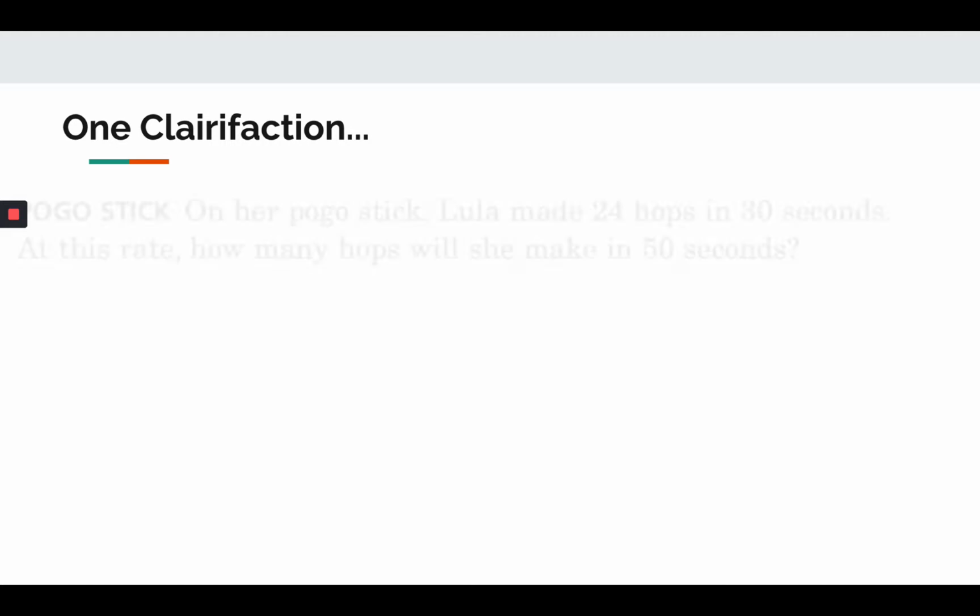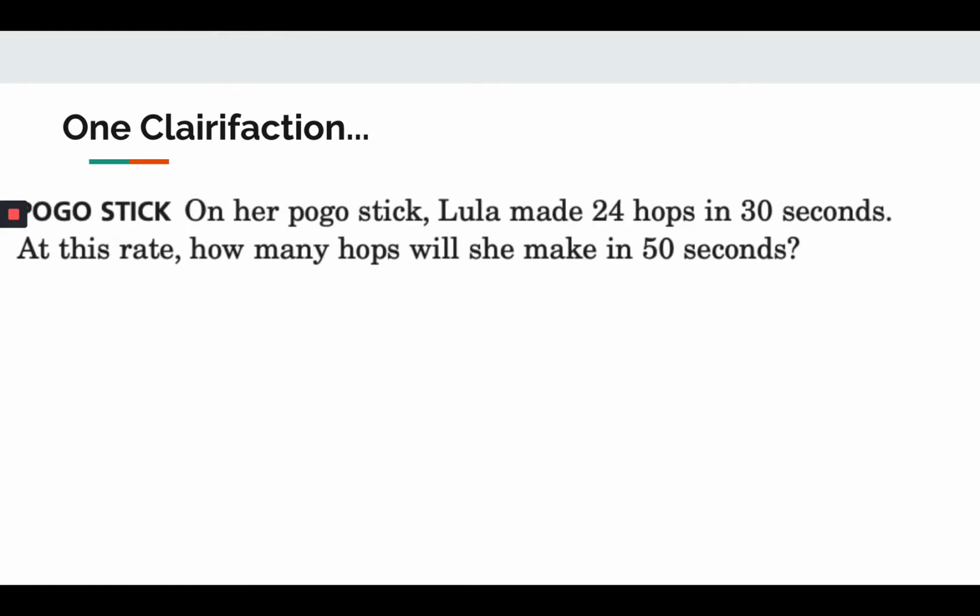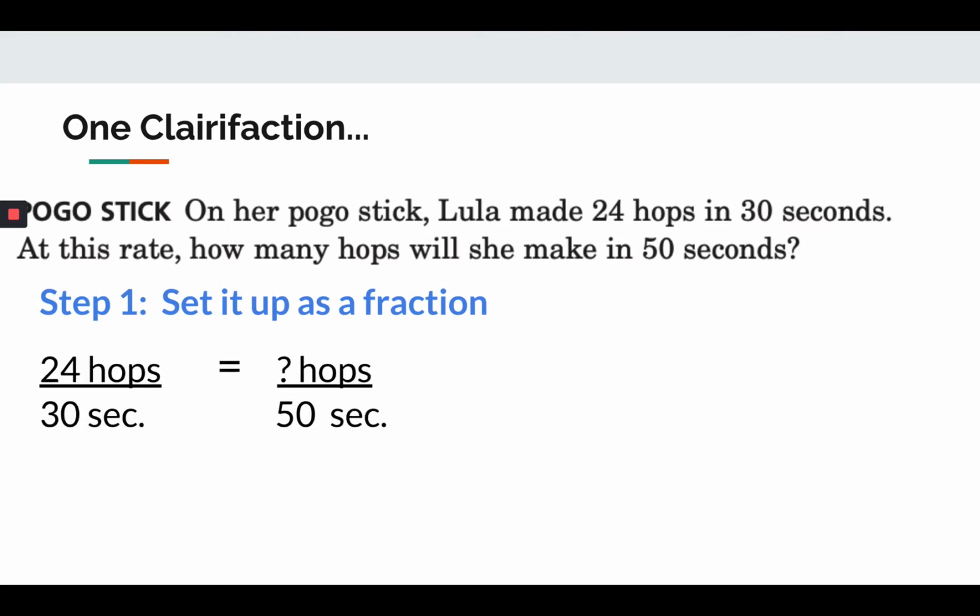I want to point one thing out. Here's the same question again. So it's the same question we just did. And I want to talk about when you set it up as a fraction. If you'll notice, I put 24 hops over 30 seconds, and then a question mark of amount of hops over 50 seconds. So I'm looking for this.